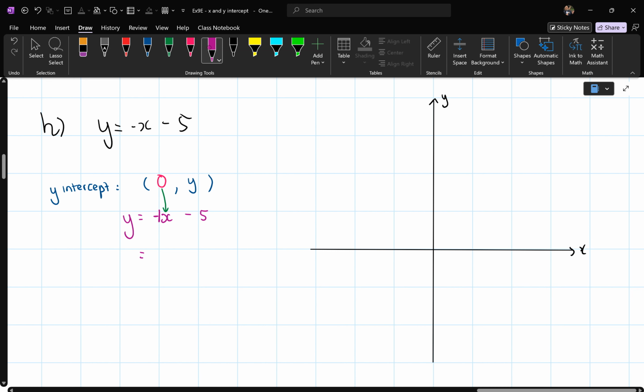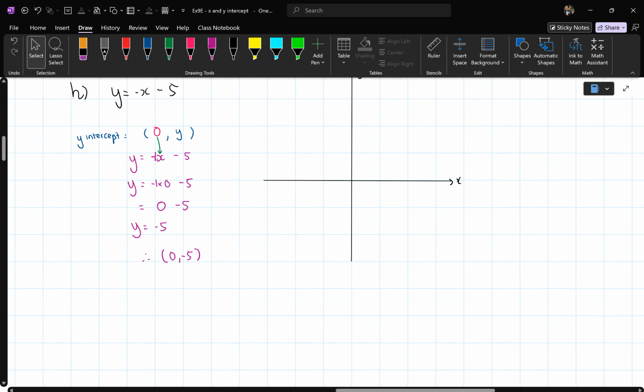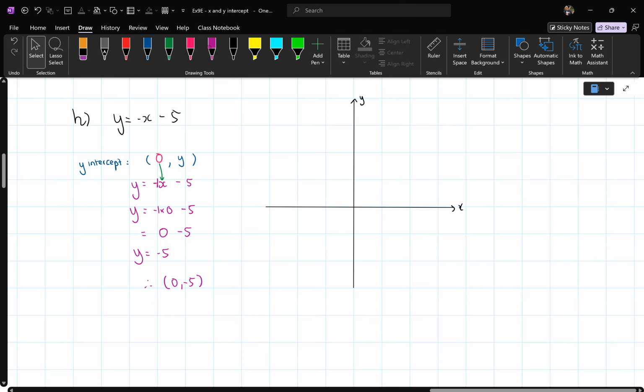We use the calculator, or you can plug it in yourself. It's -1 times 0, and then you minus 5. Now, -1 times 0 is just 0, and then 0 minus 5 is -5. So now you've just figured out that y has to be -5 if x is going to be 0. So that's why you know the coordinate is 0, -5. You got 1 point. Only one more to go.